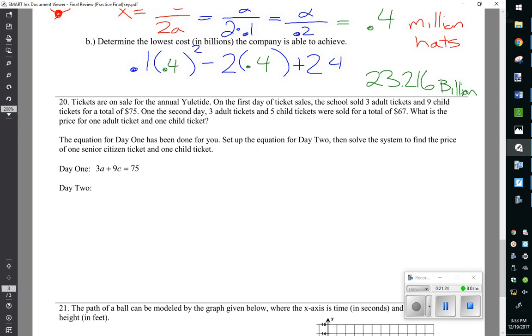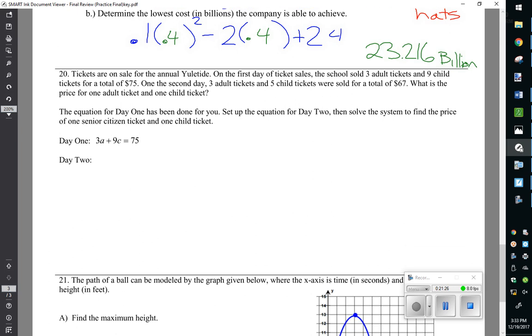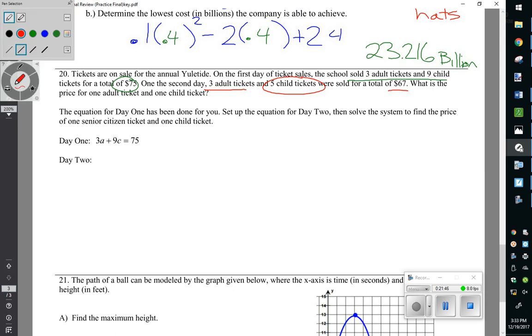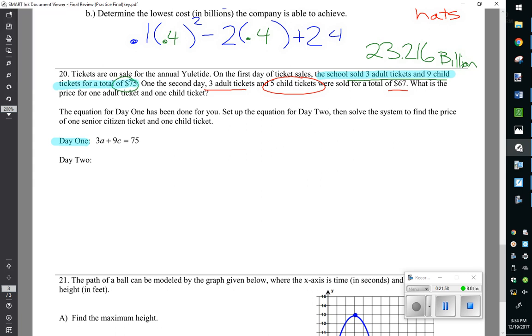Number 20 says tickets are on sale for the annual Yuletide. On the first day of ticket sales, the school sold 3 adult tickets and 9 children tickets for $75. On the second day, they had 3 adult tickets and 5 children tickets, and they were sold for $67. What is the price for an adult and a child? So the day 1 stuff was the 3 adults plus 9 children is 75, or 3a plus 9c is 75.